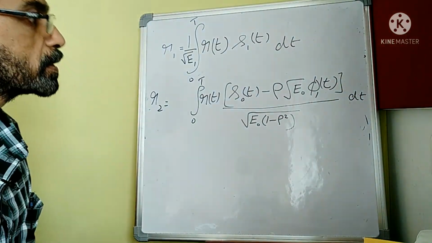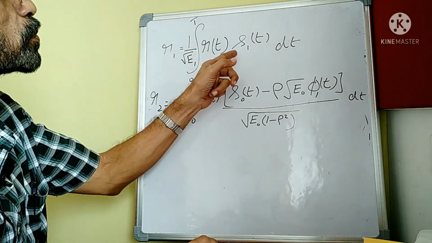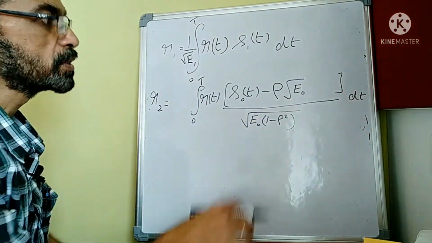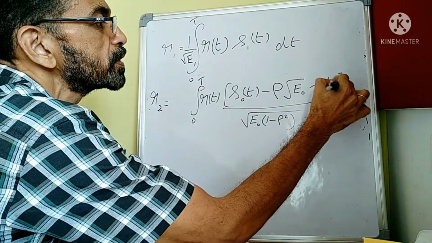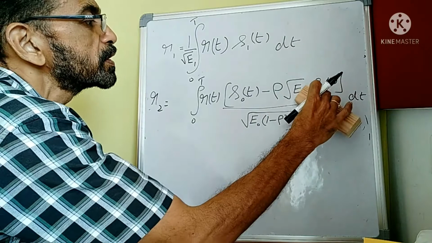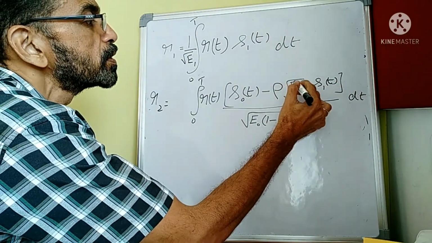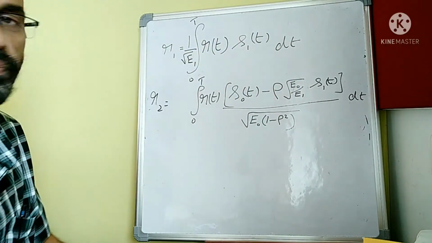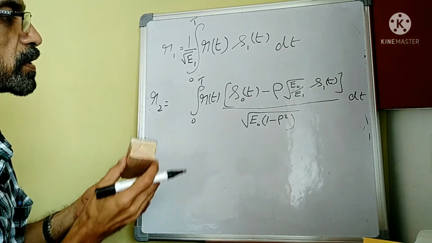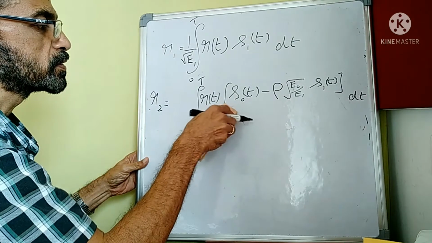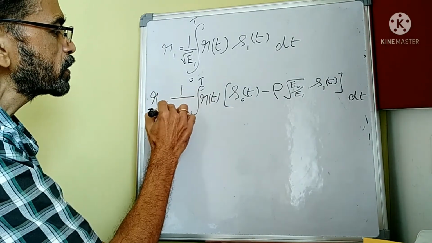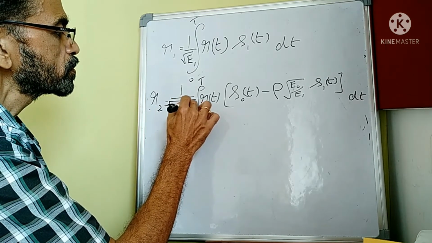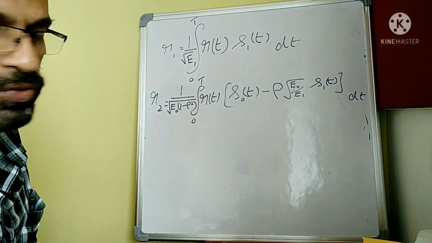And phi 1(t) we already know is s1(t) by root E1. So this will be s1(t) by root E1. So that I will include here by writing this as square root of E naught by E1. And of course I can write this now as 1 by square root of E naught 1 minus rho square. So we have this with us.